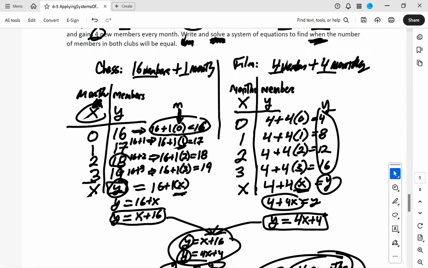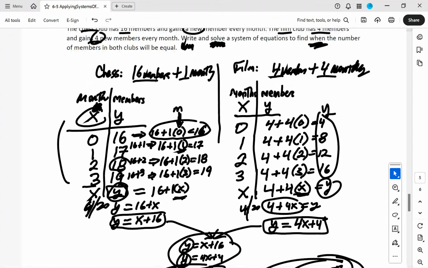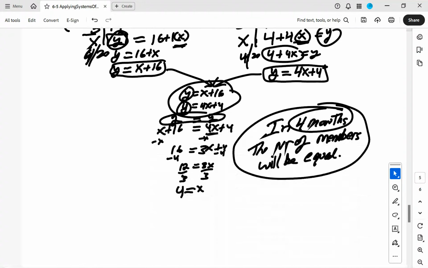months. If we continued the charts here, we would have gotten 4 and 20 new members here. Here, we'd have 4 and 16 plus 4 more, so we'd have 4 and 20 also. So 4 months and 20 members for both of them. And then, of course, because the film club gets 4 more every month instead of just 1, film club is going to start getting larger numbers than the chess club.